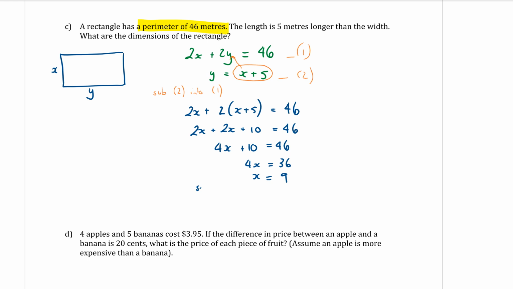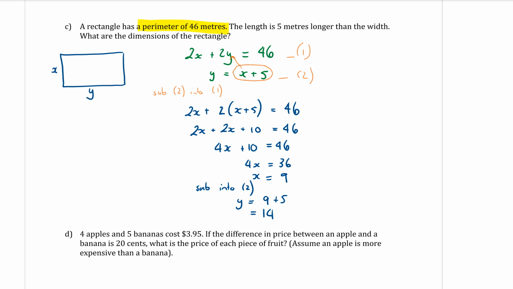So sub into, probably equation 2 is the easier one, but it doesn't matter. So I'm going to sub into 2. Y equals, x is 9, so it's 9 plus 5, which is 14. Now what does x and y actually represent? It represents the dimensions of that rectangle.